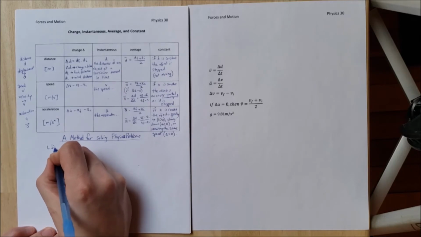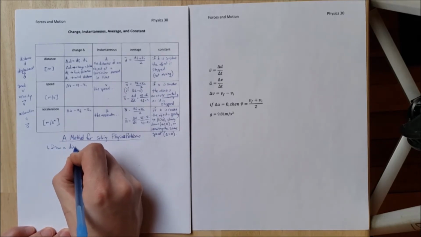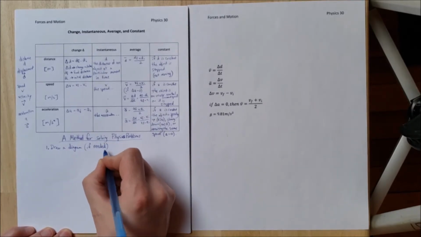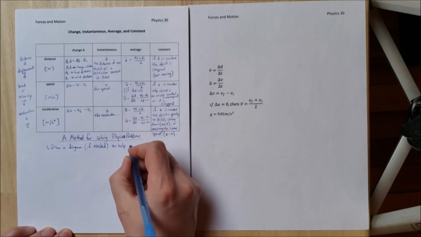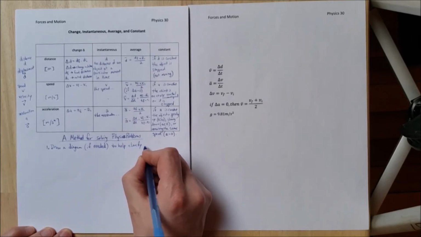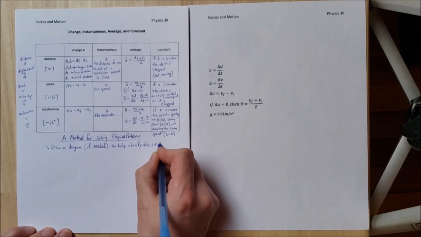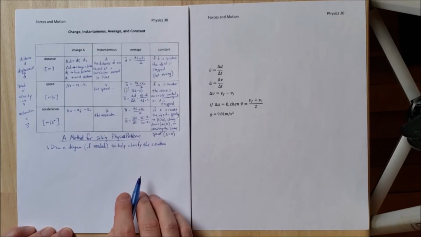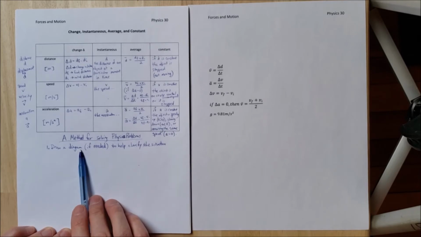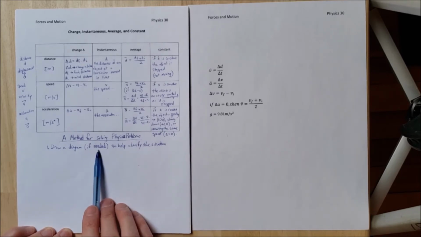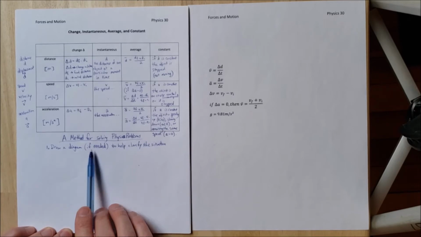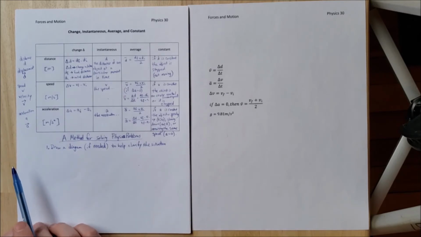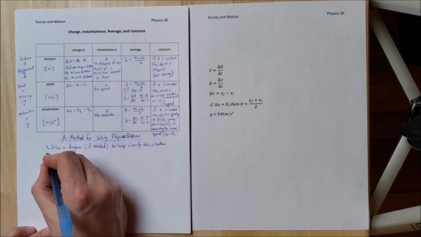So step one is to draw a diagram if needed to help clarify the situation. Often you'll read through the question and think, I barely understand what's going on. So you start by drawing a diagram. I put "if needed" because if the question is so simple that the diagram would be so obvious, like when you read it you imagine that exact thing, then don't bother to draw a diagram. It's not necessary every time.